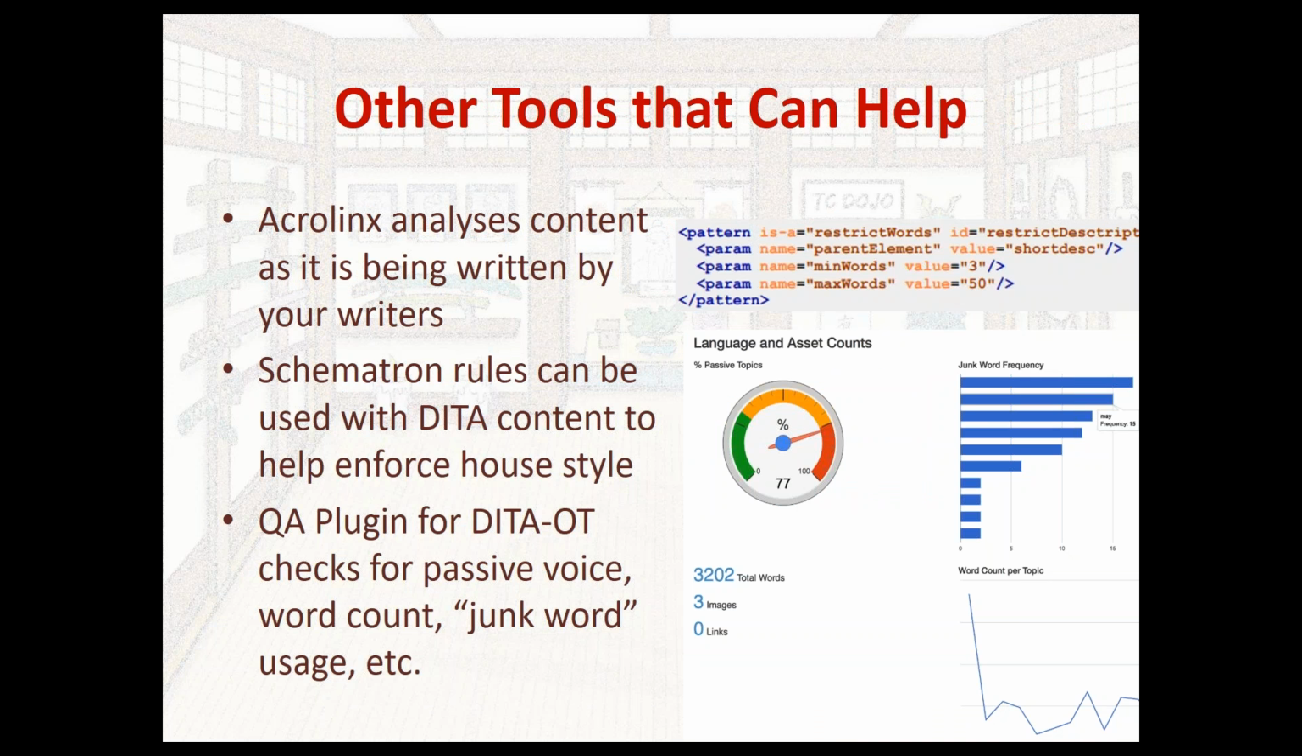Other tools that can also help you, keep in mind, there are things like AcroLinks, which analyzes content as it's actually being written by your writers, and you can customize that to some extent. If you're using DITA, you can also use schematron rules, which can help enforce house style. And there's a really nice document from the makers of the Oxygen XML editor, from which this one example is actually derived, which provides an idea as to how you can actually use schematron. It comes with a whole bunch of pre-packaged things that you can use right off the bat. And if you're using DITA, again, there's a freely available thing called the QA plugin, which checks documents for use of things like passive voice, word count, junk words, and so on.